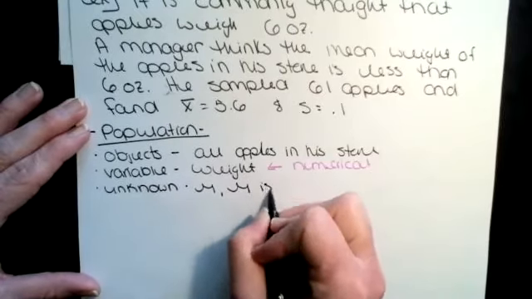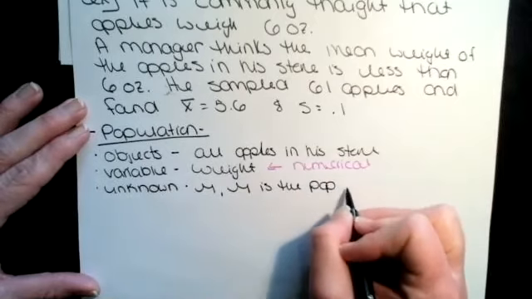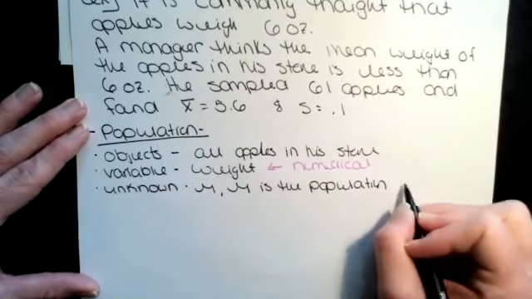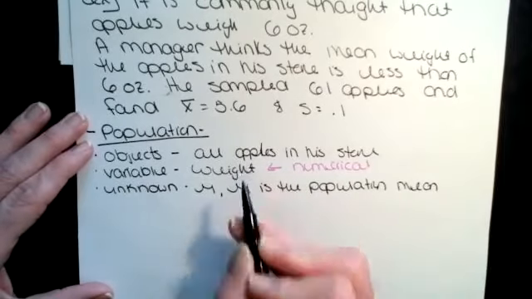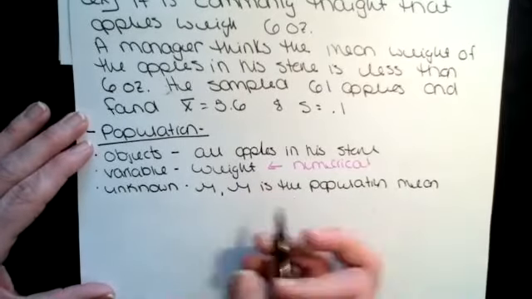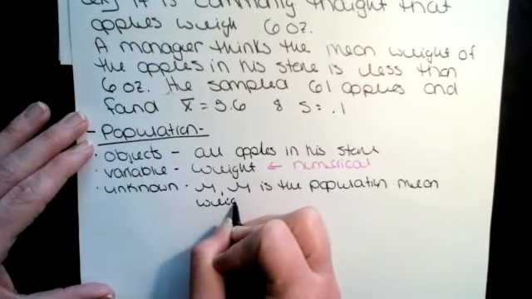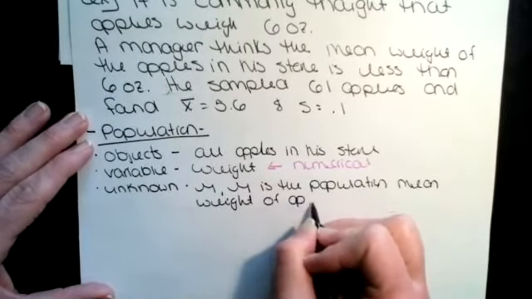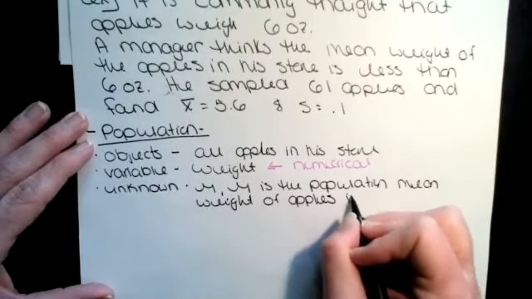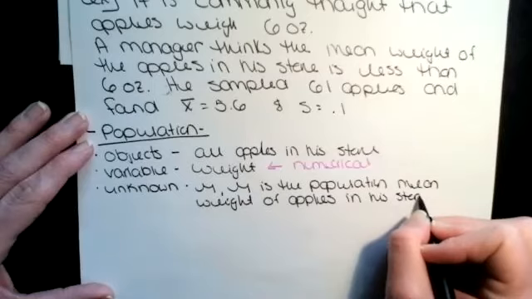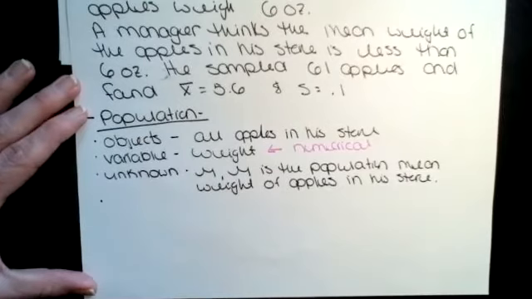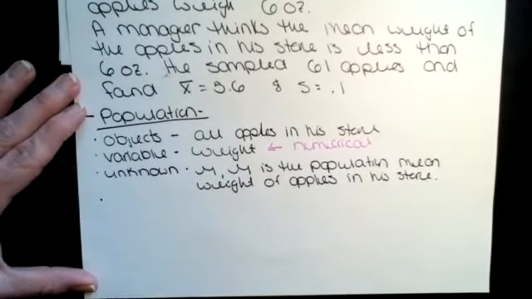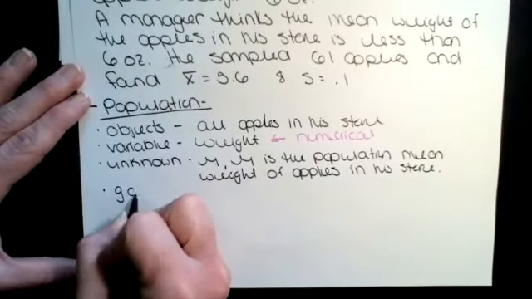And then I'm going to say mu is the population mean. And then it always starts out the same way. Mu is population mean, but now I want to put it in context. So I'm going to take my variable and my objects and put them together. So it's the population mean weight of apples, or of the apples in his store. Right there, I've defined mu. I've defined what we're trying to figure out or project what's going on with that, which is mu, my population mean weight.